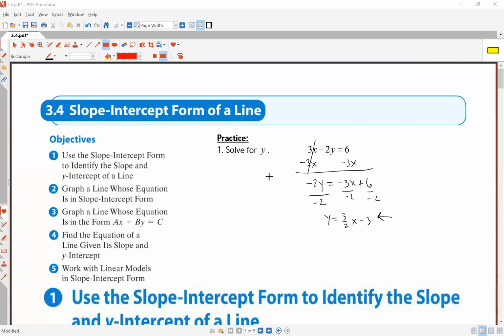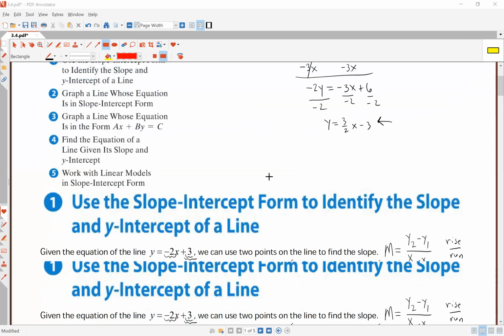This video covers Section 3.4, Slope-Intercept Form of a Line. Objective 2, graph a line whose equation is in slope-intercept form.